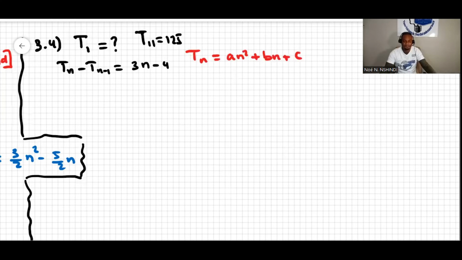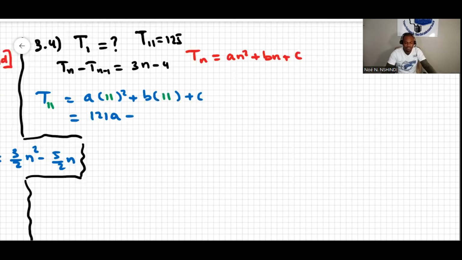Now, T11 implies that we have an squared plus bn plus c. T11 means that we substitute 11 wherever we have n. So this will be 121a plus 11b plus c, and T11 itself has the value of 125. So we can call it equation 1.